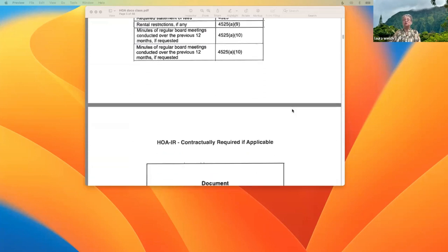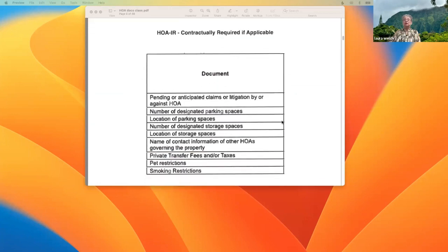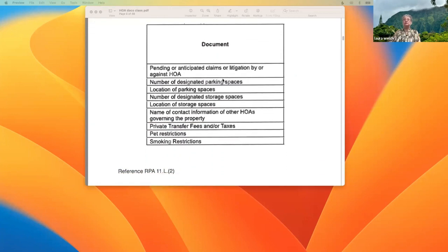And contractually, all of these are required if it is applicable. Not all HOAs have assigned parking spaces or designated storage spaces. The best way to figure that out, if you're on the buy side, is to look at the MLS listings, and instead of having a garage, they have a carport. That's when you'll see the number of designated parking spaces and the location of the parking space.